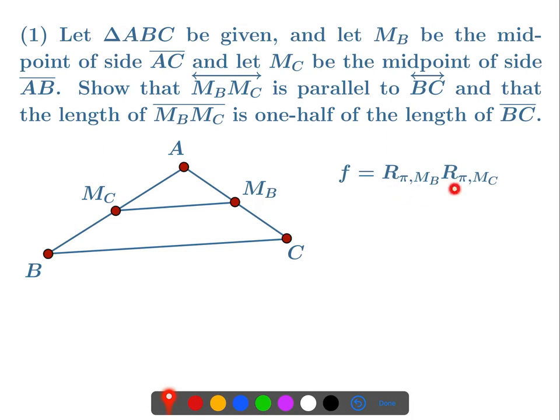So here's a product of two rotations. I'm rotating about MC by pi, and then I'm rotating about M sub B by pi. And what I want you to think about is what happens to B when I do these rotations. I want to take B, apply this rotation to it, and then apply this rotation to it. So give some thought to that. What's happening to B after I do those two rotations?